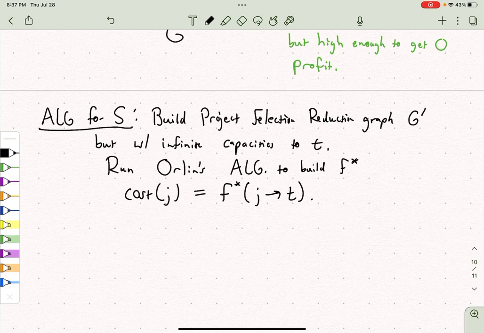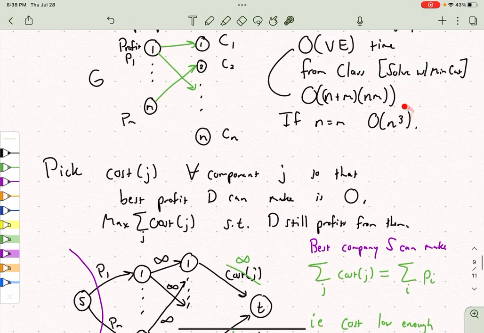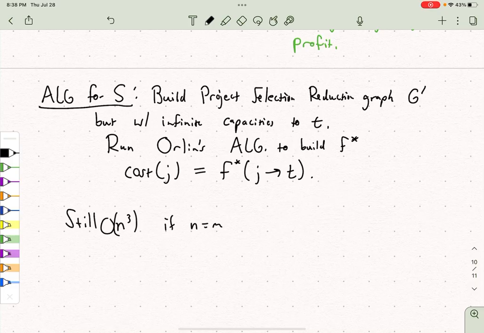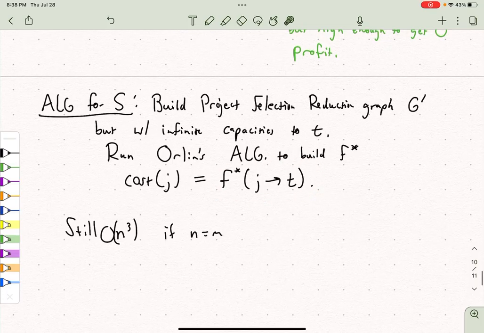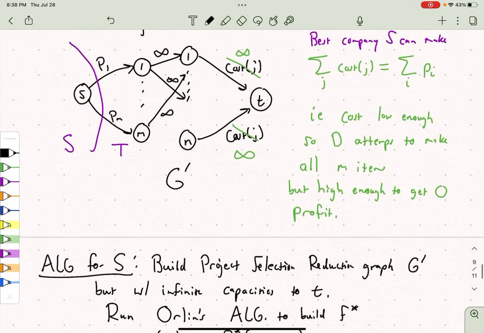So overall, this is going to be the same running time as this. So it's still n cubed if n equals m. And that's just because ultimately we're just running the same project selection algorithm, just on a slightly different graph, and then returning the flow values. Okay, so that's the entire algorithm and the analysis.